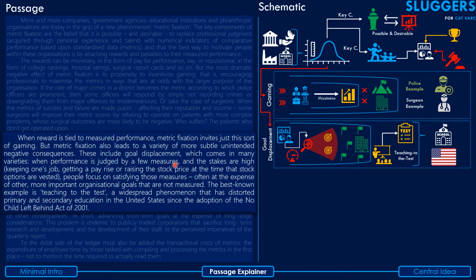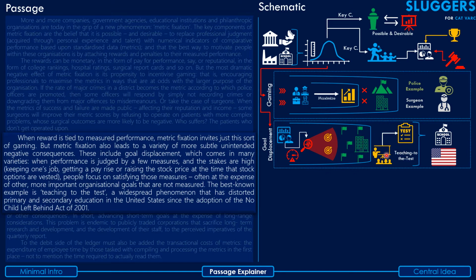So guys, that is your third paragraph. I'll just take you through it very quickly. See, in the third paragraph he has elaborated on the second type of disadvantage of metric fixation. He calls it goal displacement. He basically says that in the case of metric fixation, when the focus is on a very small number of measures, people will end up not focusing on the other more important measures that might be important from an organizational perspective, right?